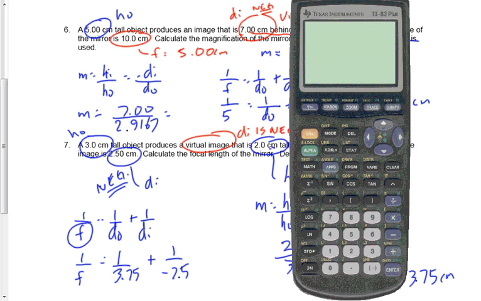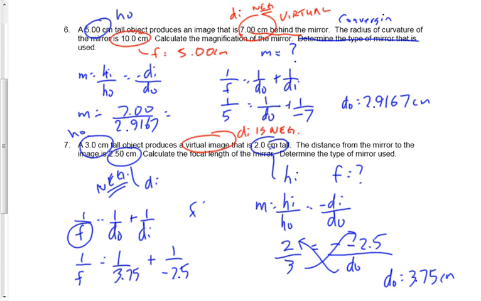This is one where we really want to use our calculator because the common denominator here is a little bit trickier. So let's find it. Let's say 3.75 x to the minus 1, subtract 2.5, or you could add negative 2.5 x to the minus 1. It doesn't matter, it's the same thing. Let's flip that over, and we get negative 7.5 for F.